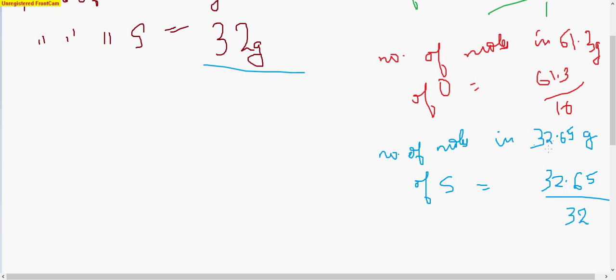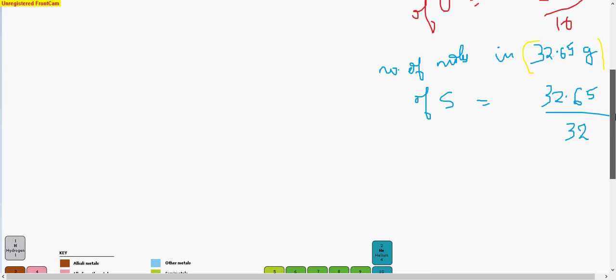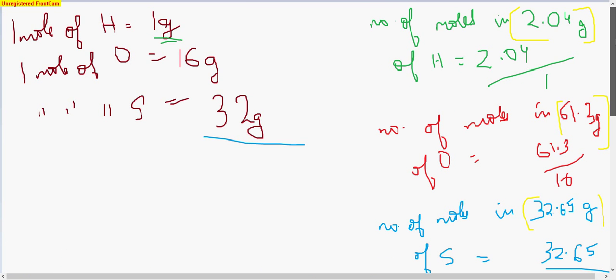Now I hope you know how we got these grams. In the question this much percentage was given and we took it as 100 grams, so actually that percentage will be the grams. Okay, now we need to find the ratio, right? We will first divide all these. What is 2.04 divided by 1? It's 2.04, right?